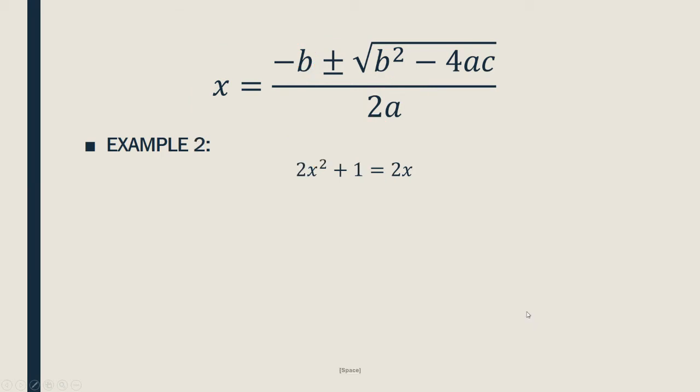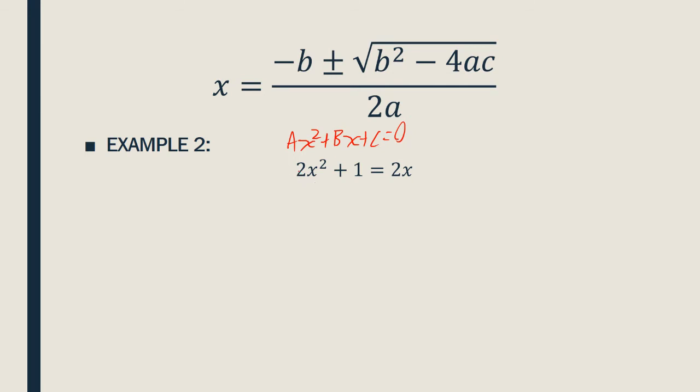Okay, let's go on and do another example. I have 2x squared plus 1 equals 2x. So in this problem, it's not in standard form yet. I need it to look like this: ax squared plus bx plus c equals 0. So I need it all to be equal to 0. I need all of my terms on one side. In this case, it's not like that yet. So before I do anything, I have to get it in standard form.